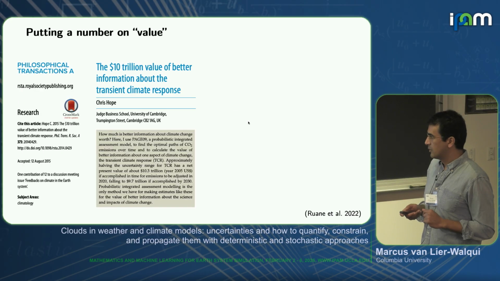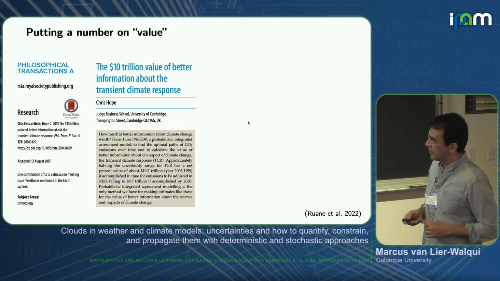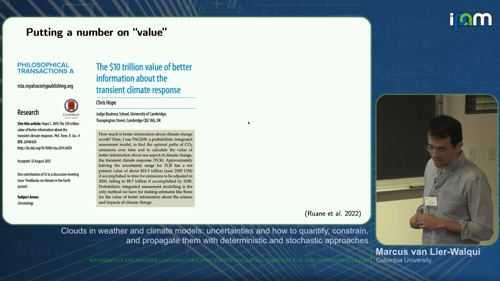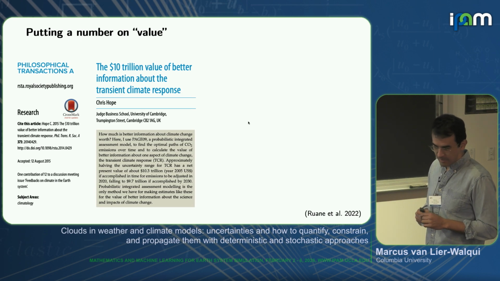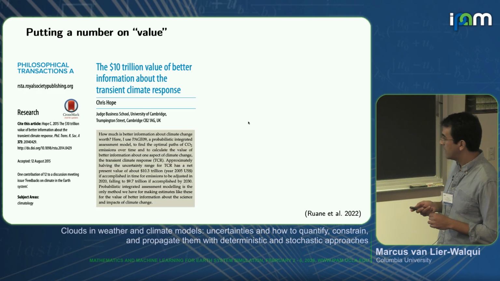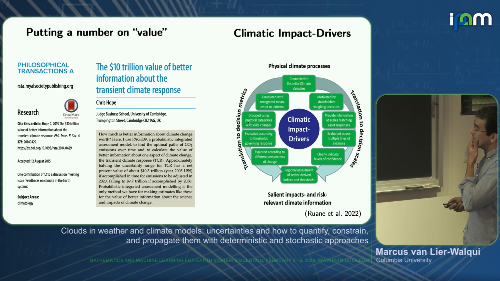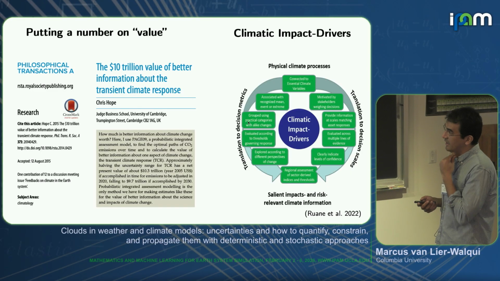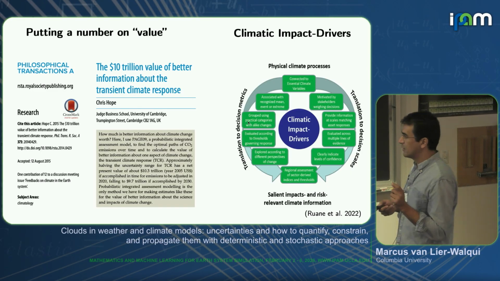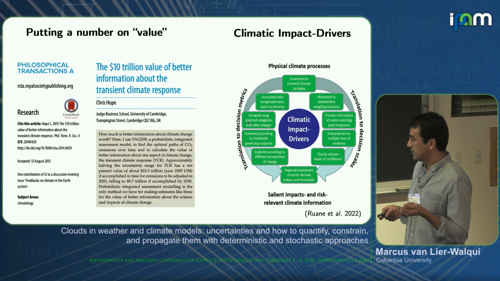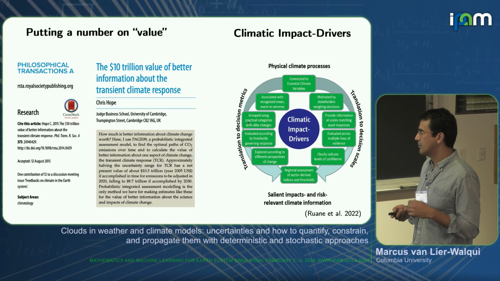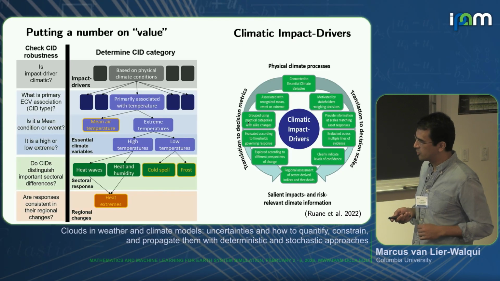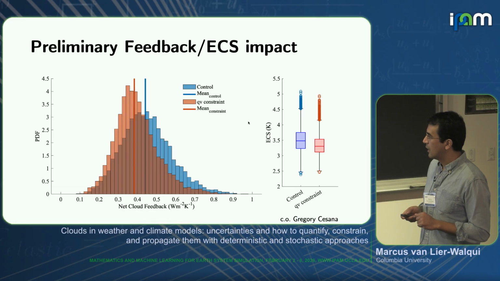Okay, so yeah, what actually matters, and you could put a value on this, right? $10 trillion value of better information about the transient climate response. So make sure to mention that next time you're asking for a raise. And we could also put it in terms of these things that have been defined in the impact space, climatic impact drivers. There's variables that we can pull from climate models that encapsulate those impacts. There's a whole flow chart into what things those are. I won't talk about that.